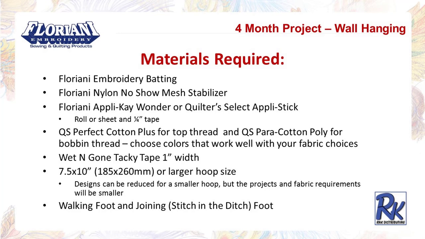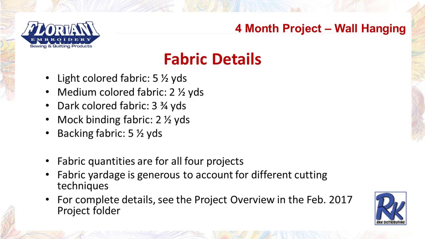Now, if you don't have a machine that can stitch that size, you can reduce the designs for a smaller hoop, but the projects and fabric requirements will be smaller, obviously. And lastly, having a walking foot and a joining, also known as a stitch in the ditch foot, would be helpful. In terms of the fabric details, you're going to want some light colored fabric, 5.5 yards of that, medium colored fabric, 2.5 yards, dark colored fabric, 3.75 yards. For the mock binding fabric, you want 2.5 yards, and for the backing, you'll need 5.5 yards.